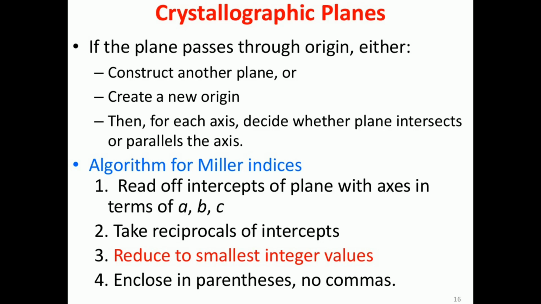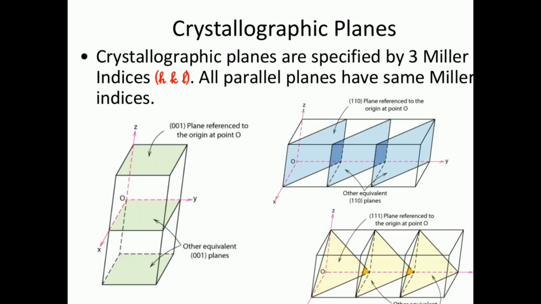So these are crystallographic planes. Crystallographic planes are specified by the three Miller indices h, k, l. All parallel planes have the same Miller indices. See this plane referred to this origin at the point 0. The other equivalent plane is 001, so this origin is 001.